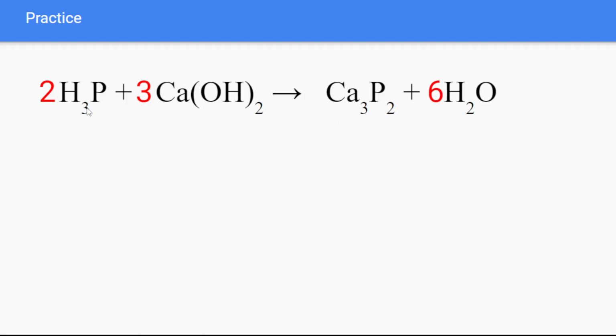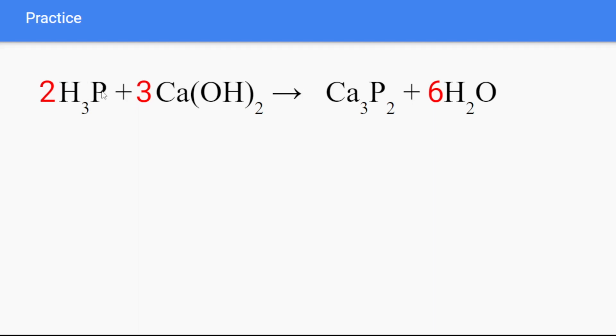Let's count. 6 hydrogen, and I have 12 hydrogen over here. Oh, wait a minute. Look at this. I have hydrogen on both. So sometimes this will happen. You'll see that hydrogen is split up into two different compounds here, right? So we have to count those separately. So I have 6 hydrogen, and then 3 times 2 is another 6 hydrogen. So 6 plus 6 is 12, and I have 6 times 2, so 12 hydrogen.